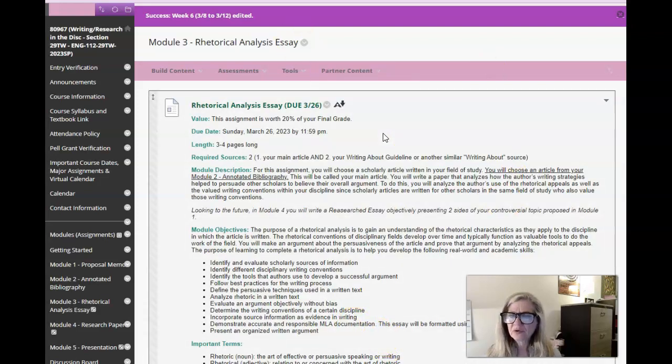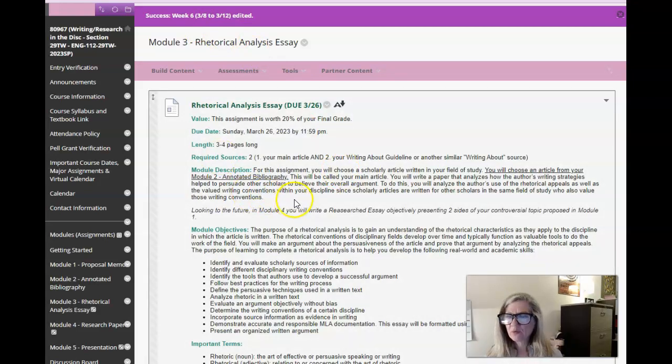So you are required to have 2 sources for this essay. The first source is your main article. Now, this is what you are doing the rhetorical analysis of. This main article is one of the 5 articles that you chose to annotate for your research project. So you've already found 5 articles. Now you've got to go through the process of choosing one that you want to analyze rhetorically. So we're going to call this article, just for the purposes as we go along in this module, our main article.